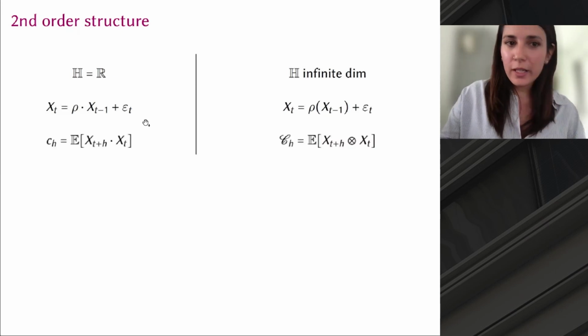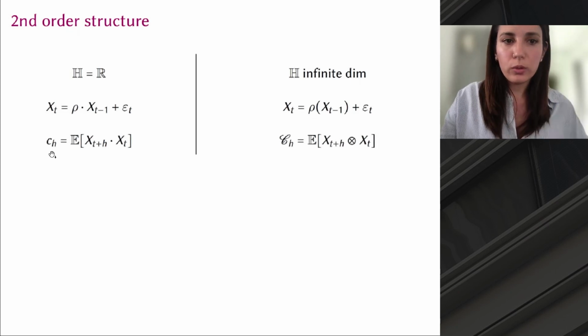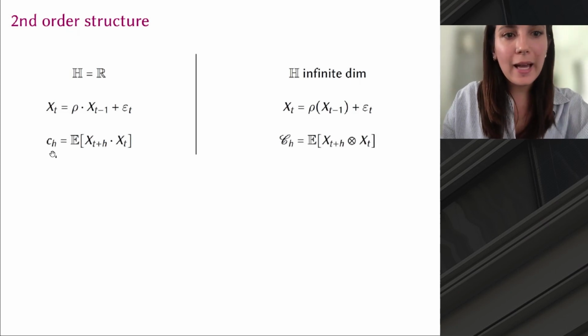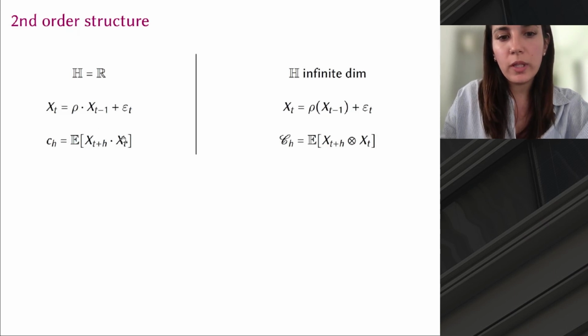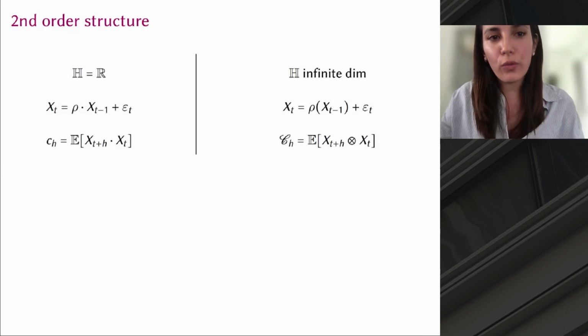And then in the finite dimensional setting, we can define a lag h autocovariance function, which is again a scalar, Ch for every h, and since we are assuming mean zero, it's just the expectation of the product between the values at time t plus h and at time t. While here in the infinite dimensional case, we have a lag h autocovariance operator. So it's not a scalar anymore, for every fixed h it is an operator. And it is defined in this way.